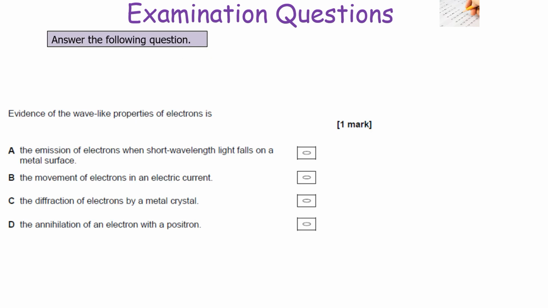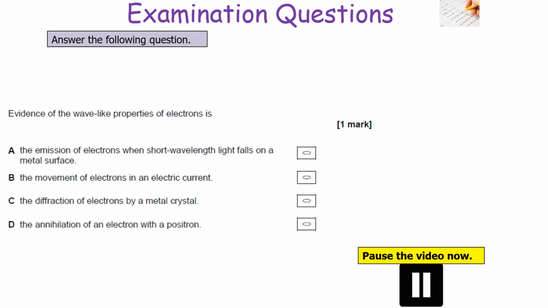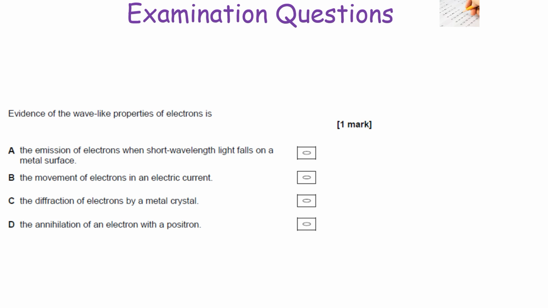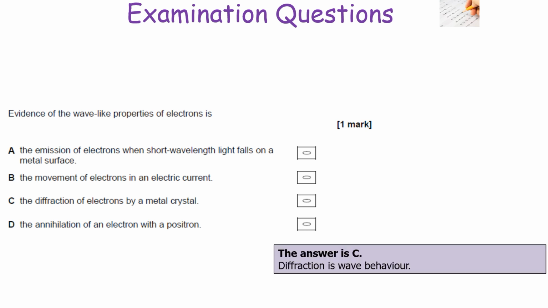The next question says evidence of the wave-like properties of an electron is what? So pause the video now, then unpause the video when you want to go through your answer. Well, the answer for this one is C, diffraction, because the emission of electrons from when light hits a surface, the photoelectric effect, the movement of electrons in a current, and the annihilation of an electron with a positron is all particle behaviour, whilst diffraction is a wave behaviour.